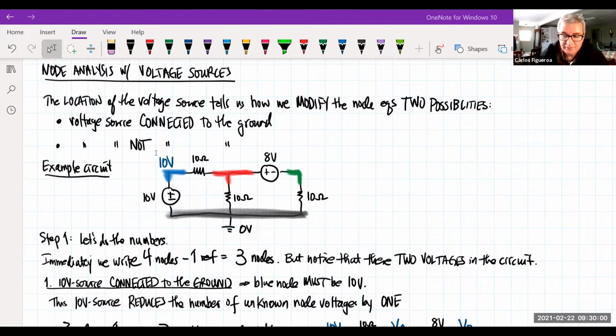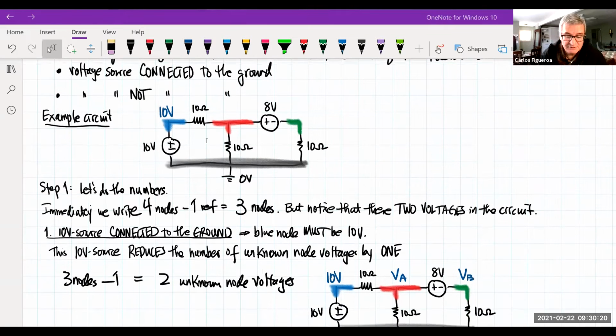And what we said here is that when I look at node analysis, what you're going to find is that the voltage sources and their location will tell us how we modify the node equations. So the voltage source can either be connected to the ground or not connected to the ground. So then I started to look at this simple circuit right here. We see there are 1, 2, 3 nodes. I'm not counting the ground. So I have 3 nodes that I have to pay attention to, the red, the blue, and the green here.